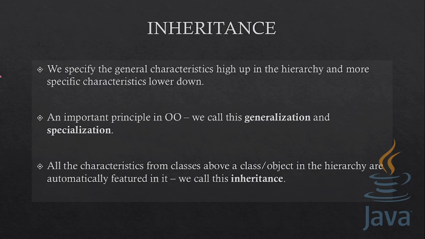So we specify the general characteristics high up in the hierarchy, and more specific characteristics lower down. So we can see in the animal kingdom, all those above are the general characteristics, while going down, they become more and more specific. So up to the genus. So an important principle in object-oriented programming, we call this generalization and specialization. So meaning, at the top we determine the general concepts and components, and in specialization we determine these specialized or specific categories.